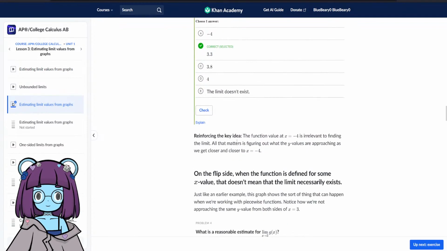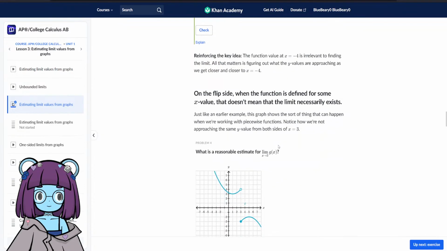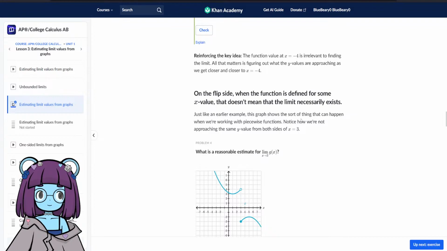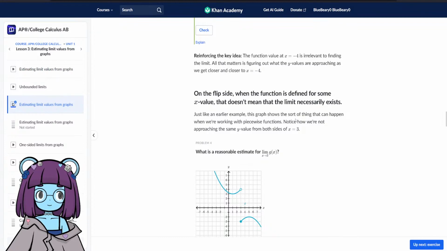Reinforcing the key idea: the function at x equals -4 is irrelevant to finding the limit. All that matters is figuring out what the y values are approaching as we get closer and closer to x equals -4. On the flip side, when the function is defined for some x value, that doesn't mean that the limit necessarily exists. Just like an earlier example, this graph shows the sort of thing that can happen when we're working with piecewise functions. Notice that we're not approaching the same y value from both sides of x equals 3.